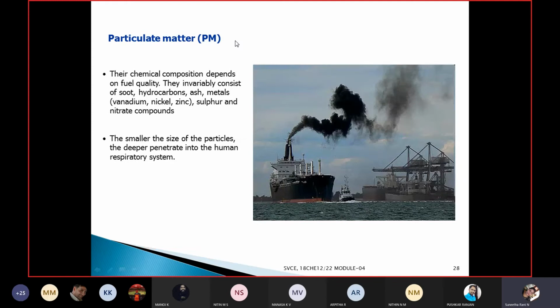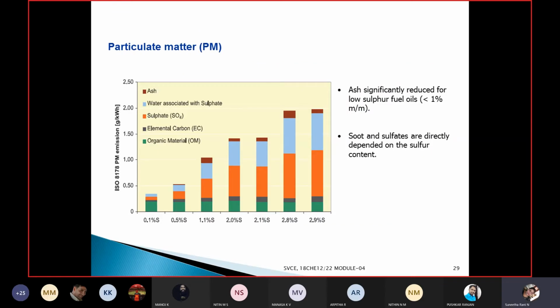And what is the chemical composition of this particulate matter? It consists of soot, hydrocarbons, ash, metals like vanadium, nickel, zinc, and sulfur and nitrate compounds. And the size of the particles is very tiny, so it can deeply penetrate into the human respiratory system. Because of this, it can damage the human respiratory system.